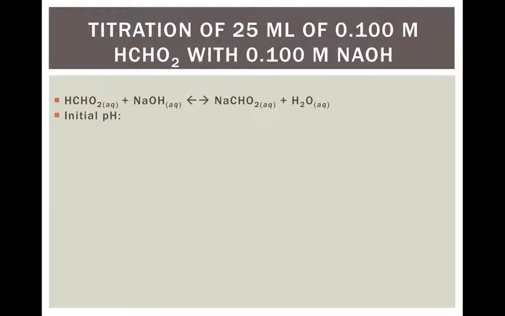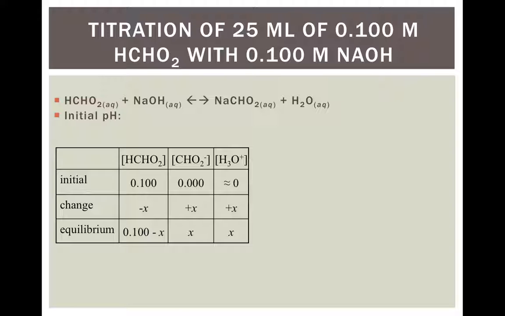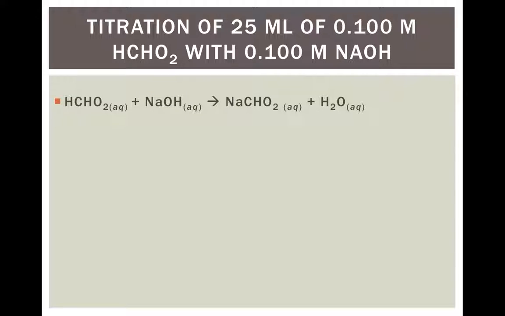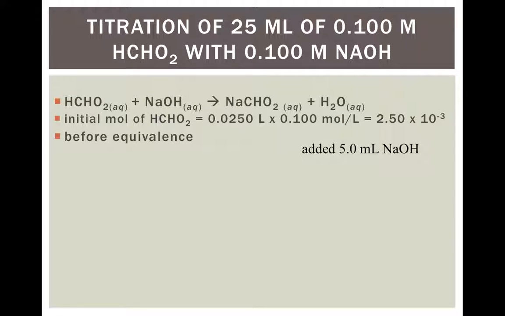So this is just the same kind of idea. You're adding HCHO2 to NaOH this time. You're going to have to use an ice chart here though, because HCHO2 is a weak acid. So you're going to have to figure this out using the changes in the ice chart. 25 milliliters again, ice chart before equivalence.